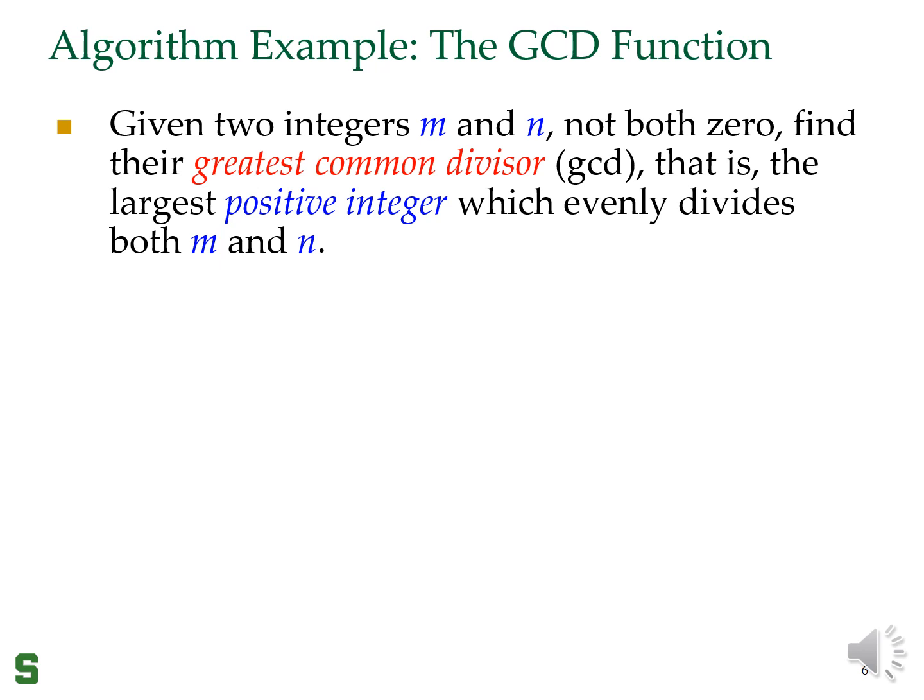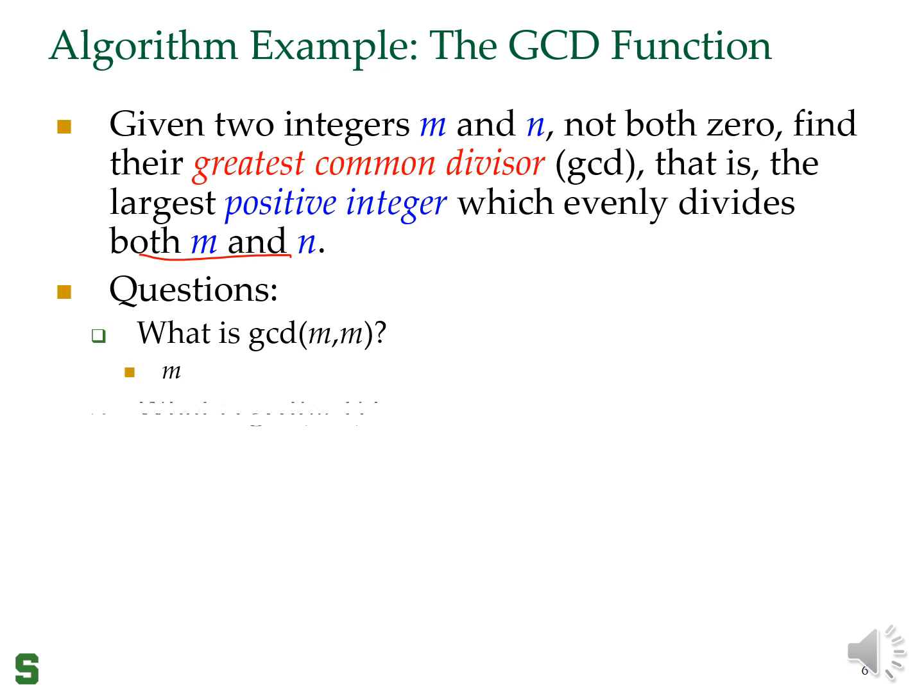So what is the GCD? It is the largest positive integer that divides both m and n, which are the given two numbers. So we can ask the question, what is GCD of m comma m? The answer is that it is m. For each of the questions, feel free to pause in case you want time to work on it. What is GCD of m comma 1? Well, the only factor 1 has is 1, so it's going to be 1.